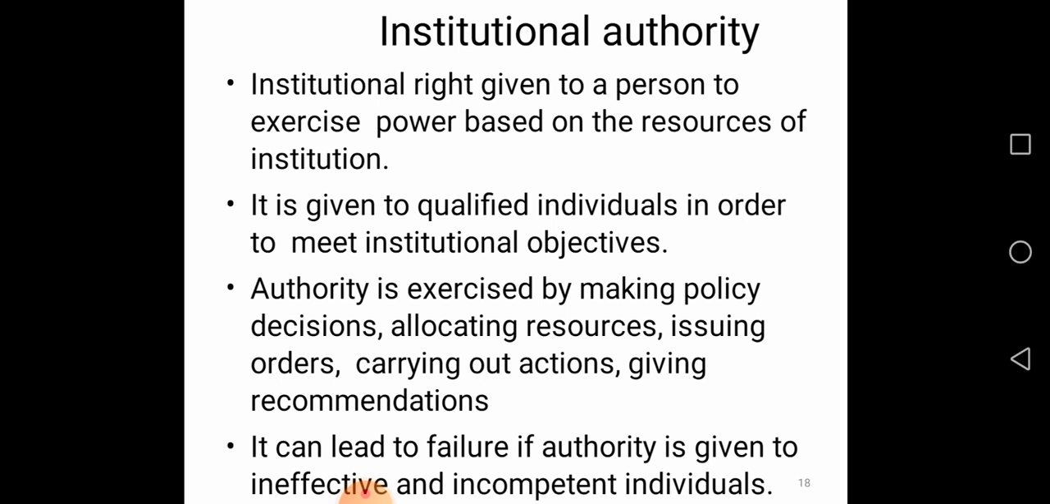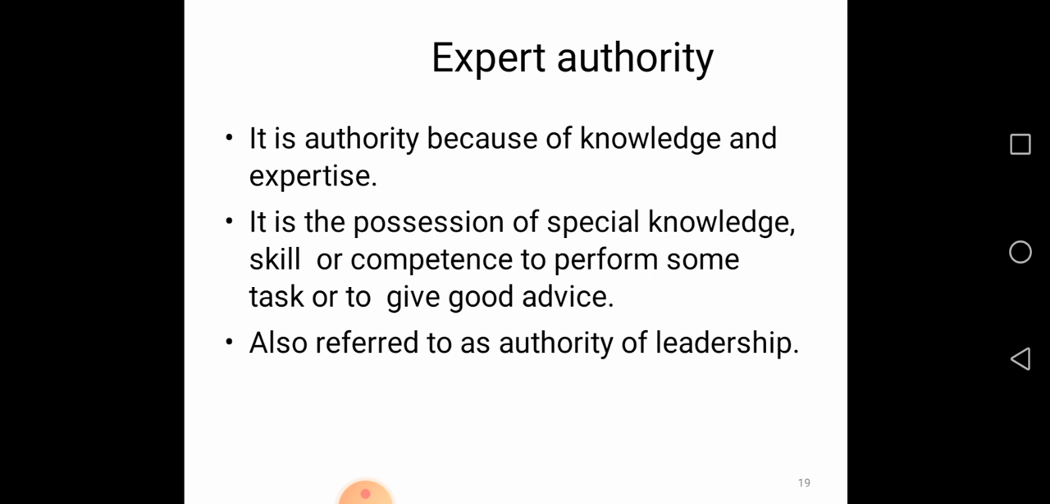Now, what is expert authority? Expert authority is authority of a leadership. For example, take the case of a mentor or a counselor or a project guide. These people will have rich expertise, knowledge and skill to perform a specific task or a job and to give good advice. So this can be referred to as expert authority.